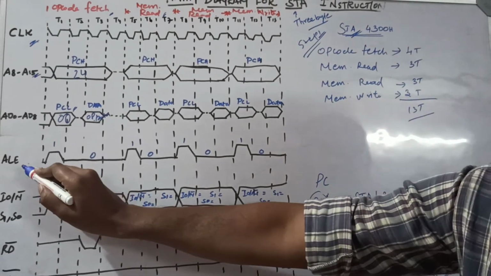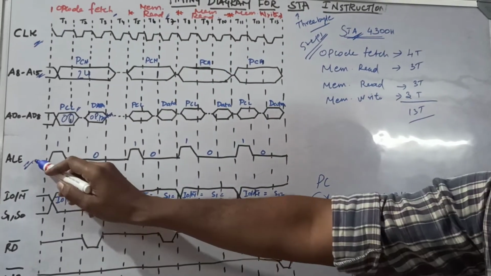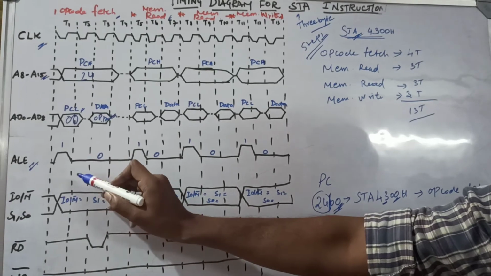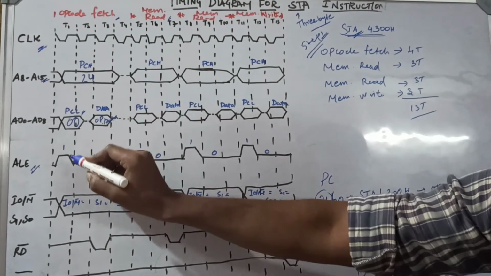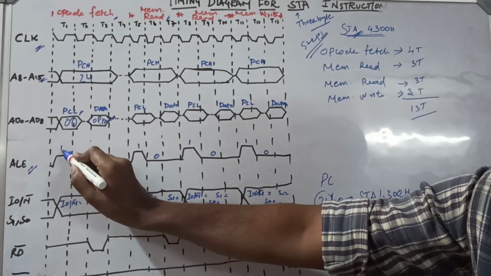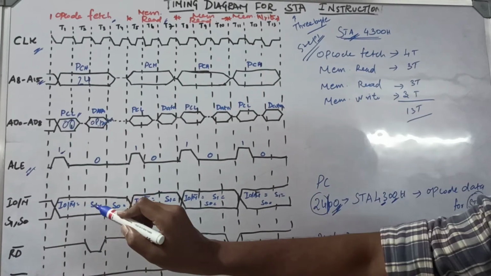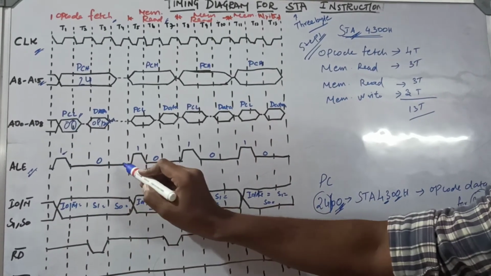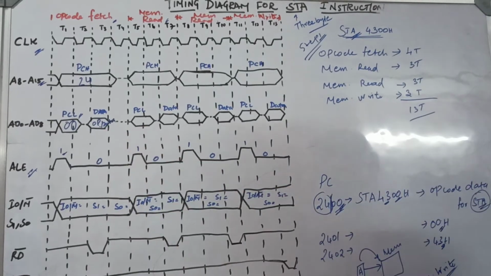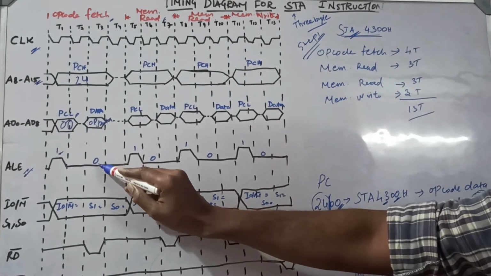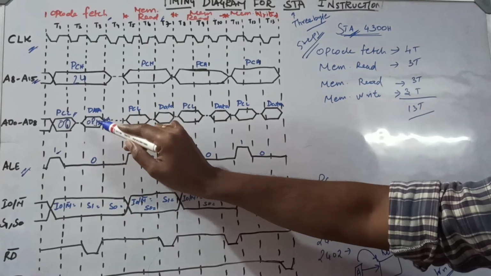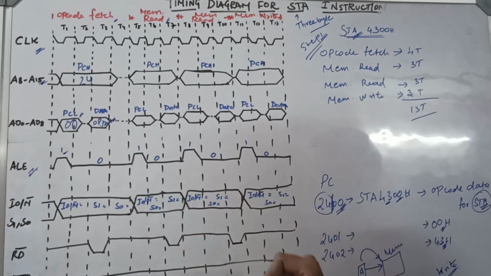The next signal is ALE, the address latch enable signal. At the beginning of the T-state only, it goes to 1. In this case you get the address value. For the remaining 3 states, it carries the data. This value is equal to 0, so in this case you get only the 8-bit data value.